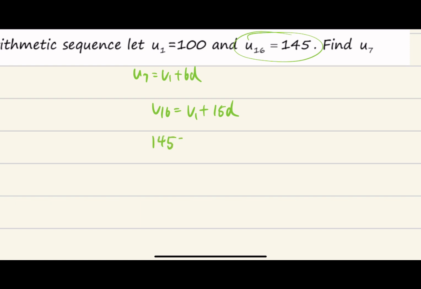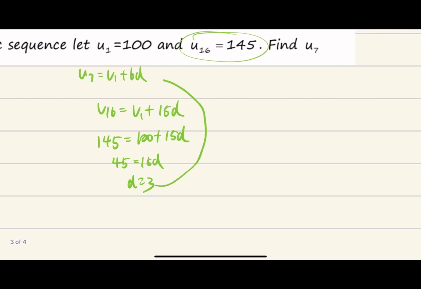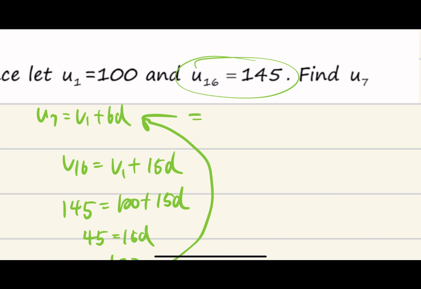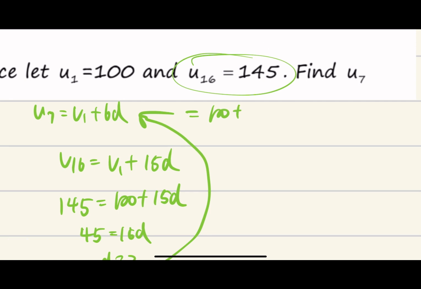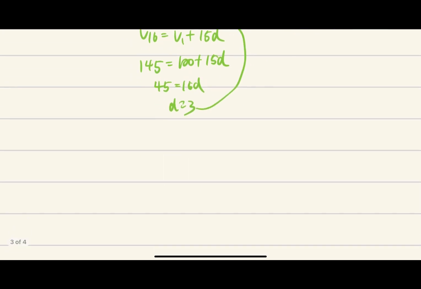145 equals to 100 plus 15d. So 45 equals to 15d. So d equals to 3. Okay, so d is 3. So now we go back to this one again. So u1 plus 6d. So u1 is 100 plus 6 times 3, so plus 18. So that will be 118. So that will be our answer here. That's u7.